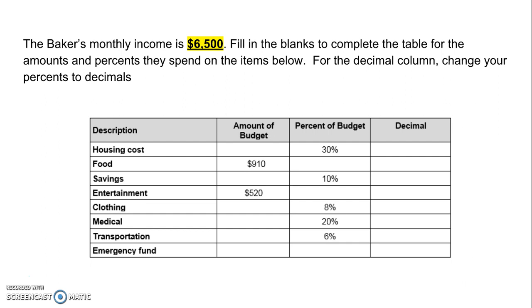Our amount of budget column will tell us how much they spend on that particular thing. For example, for food, they tell us that they spend $910, but we need to find the percent. For housing costs, they tell us the percent of the budget, and we need to find the amount. Okay? So we're either going to find the amount of the budget or the percent of the budget. Each time, we're going to use our percent proportion. At the end, once we have the whole table filled out, we're going to fill out the decimal column by simply moving our decimal 2 places to the left.